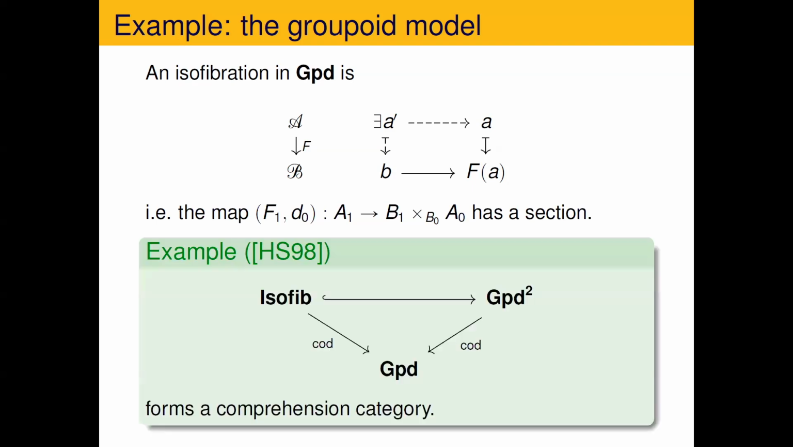So this provides an example of a comprehension category. It's the inclusion of the class of isofibrations, or I guess the category of isofibrations, into the maps in groupoids. This forms a comprehension category, and hence gives a model of Martin-Löf type theory.